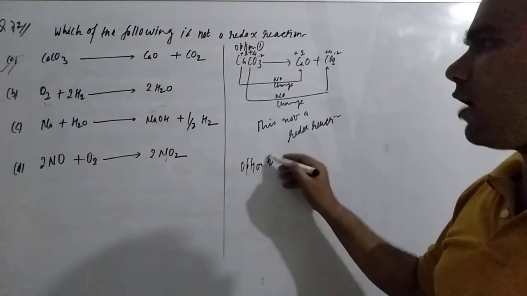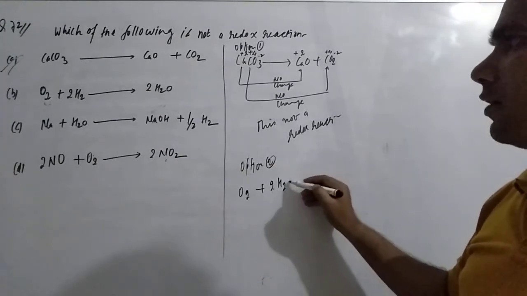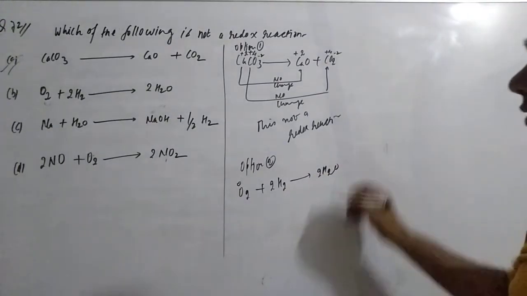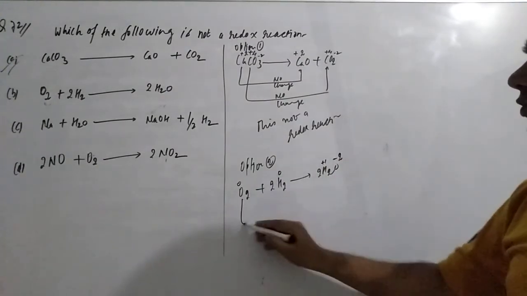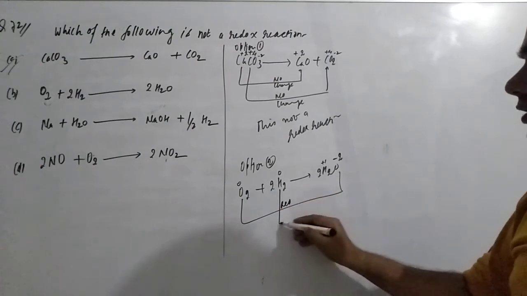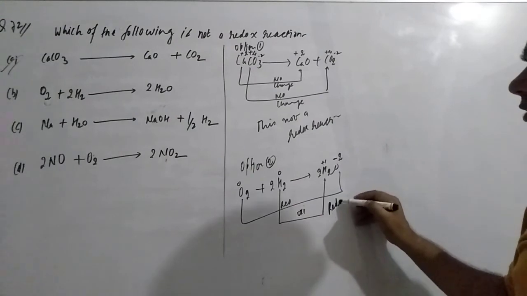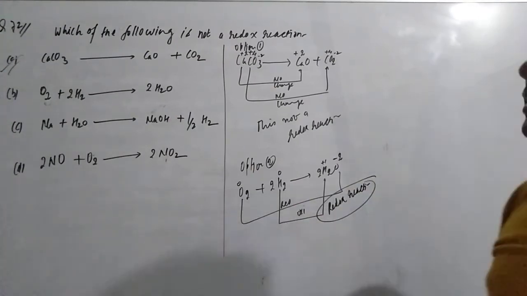Option number 2, O2 plus 2H2, it is giving 2H2O. Now let us check. Here oxidation number is 0, here is -2. Here is 0, here is +1. So 0 to -2, what is this, student? Reduction. And 0 to +1 is oxidation. So this is the redox reaction. So this cannot be the answer.